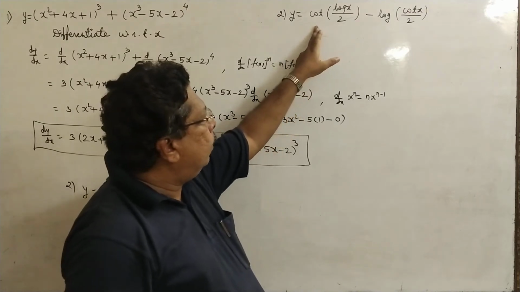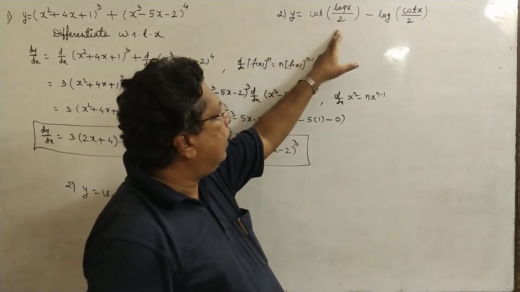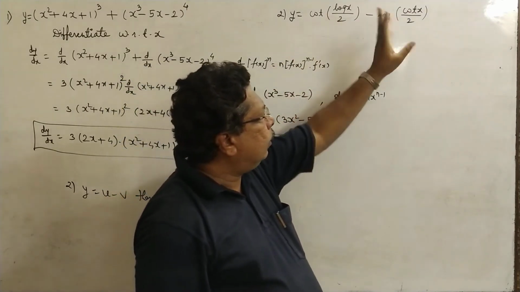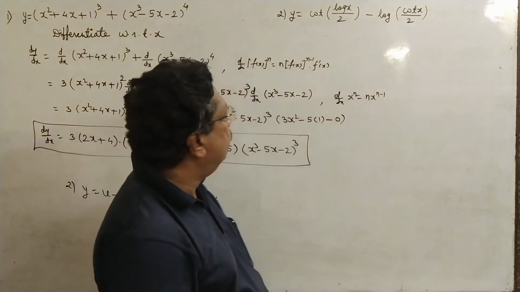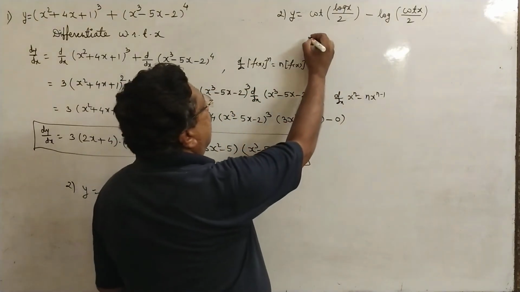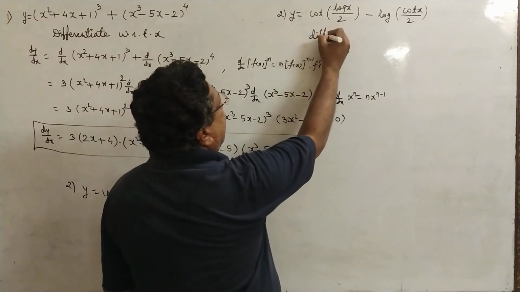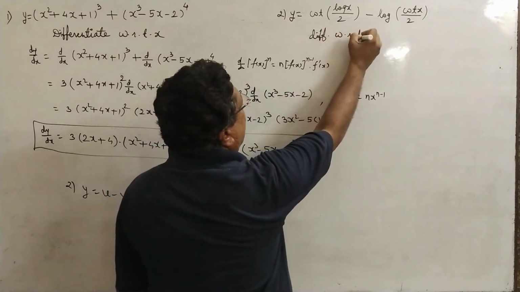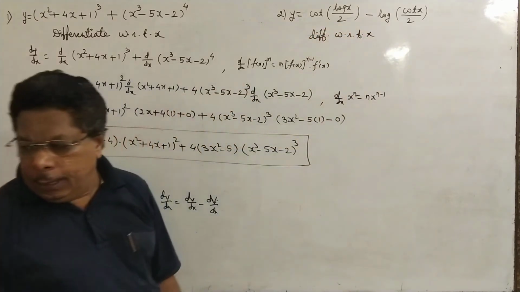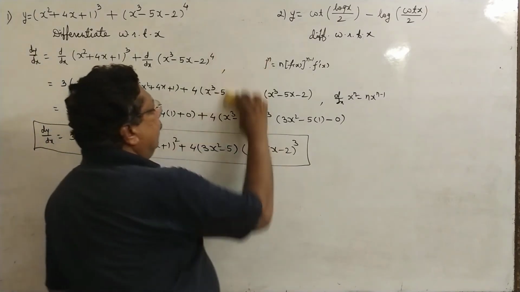Now see the second sum here, which is based on the subtraction rule. y equal to cot of (log x upon 2) minus log of (cot x upon 2). Now differentiate this with respect to x. Now take the derivative.